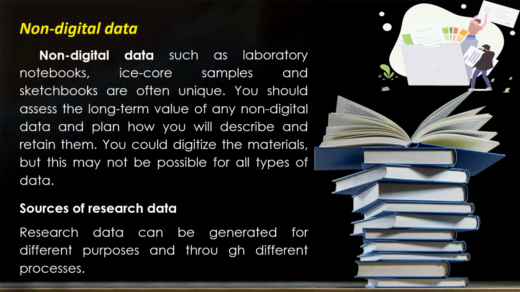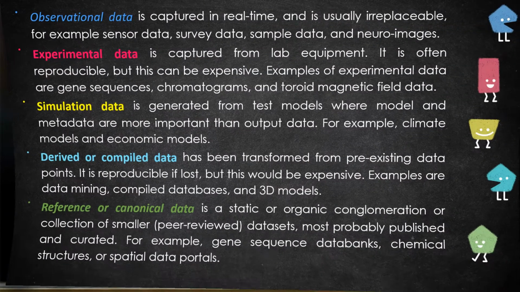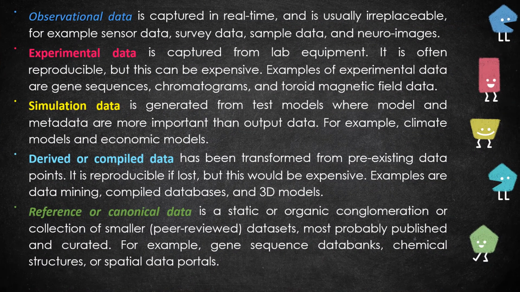So we have the sources of data. Research data can be generated for different purposes and through different processes. So we have observational data, experimental data, simulation data, derived or compiled data, and reference or canonical data.